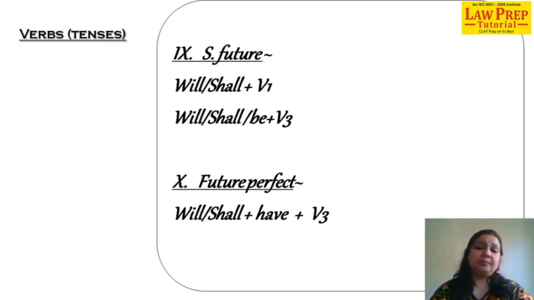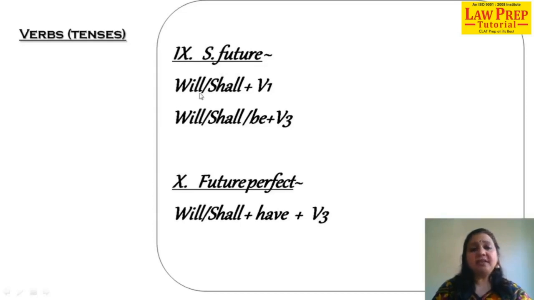Simple future: will and shall plus verb first form. Shall is usually used with I or we, right? There's no demarcation line for shall, and with will you can use any subject. But you've heard the famous song Hum Honge Kamyab? We shall overcome all these problems related to corona one day, right? It is an optimistic sentence we have made.